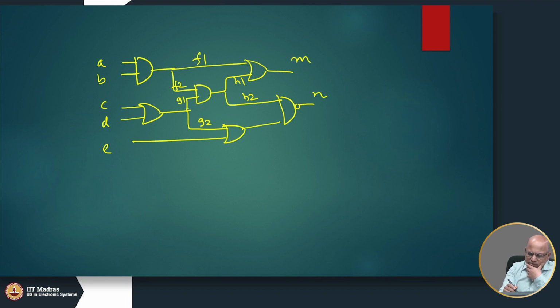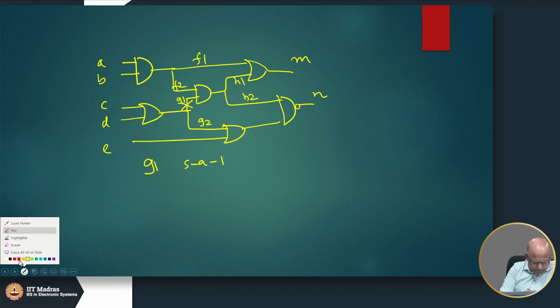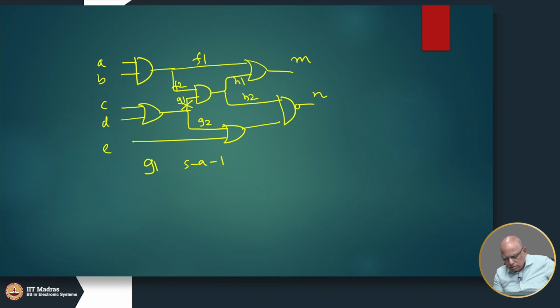So, let us say we have a fault here, G1 stuck at 1, and we want to generate a test vector for G1 stuck at 1. So, step 1 is to activate the fault. So, we have to somehow put a 0 here, so that that fault gets activated. Okay. So, we have differentiated between a good and a bad circuit. A good circuit will have a 0, but the faulty circuit will have a 1.